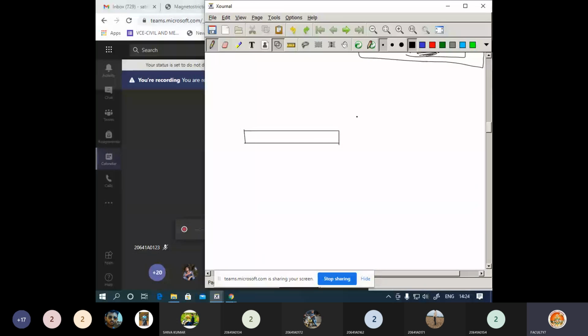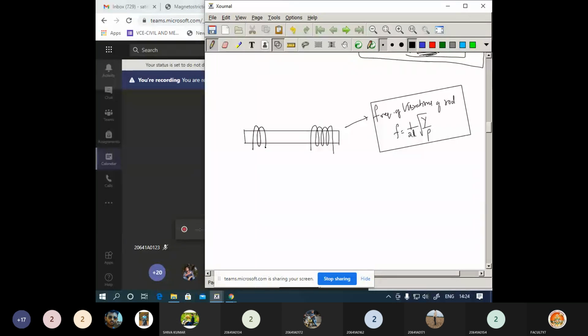Now here we got the first frequency, the frequency of vibrations of the rod. That is the frequency which is given as 1 by 2L root Y by rho. Now we need to find what is the second frequency. Let us go with the second frequency now. We are going to place a coil here and here.